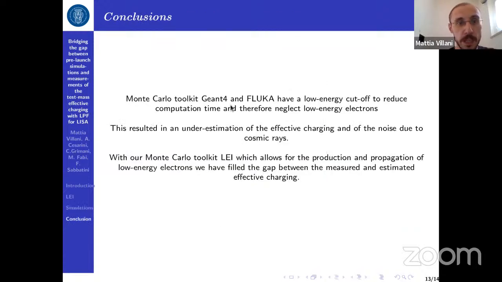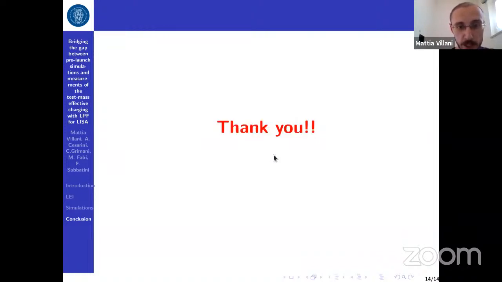So for my conclusion, the Monte Carlo toolkits Geant4 and FLUKA have a low energy cutoff to reduce the computation time, and therefore, as a result, neglect low energy electrons. This resulted in an underestimation of the effective charging in the early day simulations. With our new Monte Carlo toolkit LEI, which allows for the production and propagation of low energy electrons down to 10 electron volts, we have filled the gap between the measurements and the estimated effective charging. So that was it. Thank you for your attention.